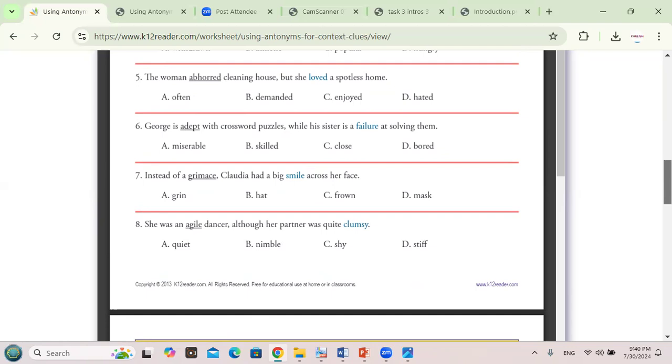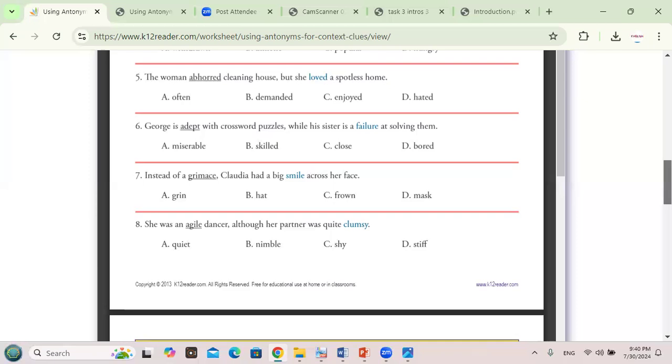Instead of a grimace, that lady had a big smile across his face. So what is the opposite of smile? Hate. Yes, like frown. What does frown mean? When you feel angry or sad, you have this facial expression indicating your anger or sadness. So it doesn't mean grin, because grin also means a smile.